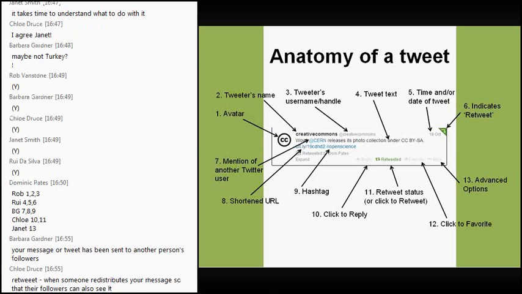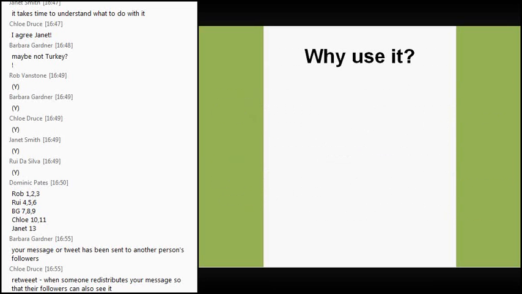Barbara in the chat window has mentioned that a retweet indicates that your message or tweet has been sent to another person's followers. And Chloe mentions when somebody redistributes your message so that other people's followers can also see it as well. All absolutely brilliant. There is a PDF that covers all of those as an attachment to this particular session.